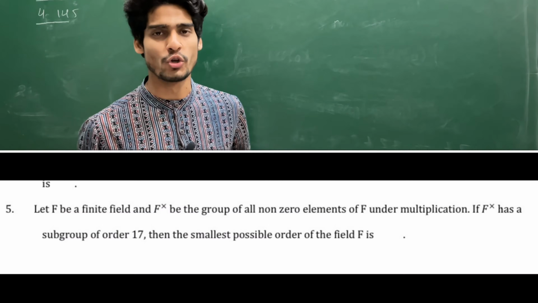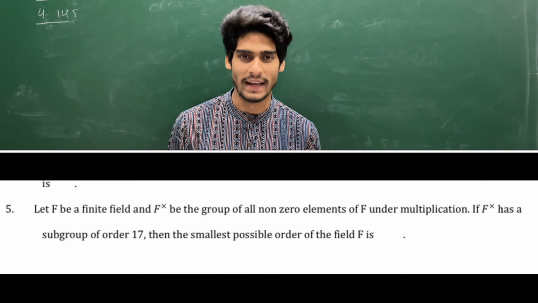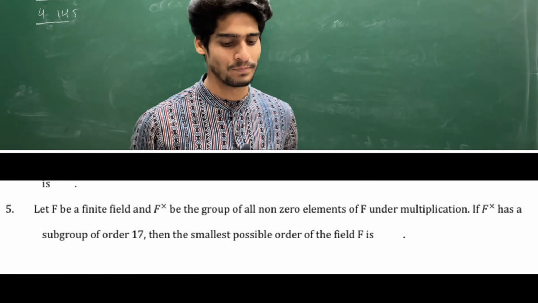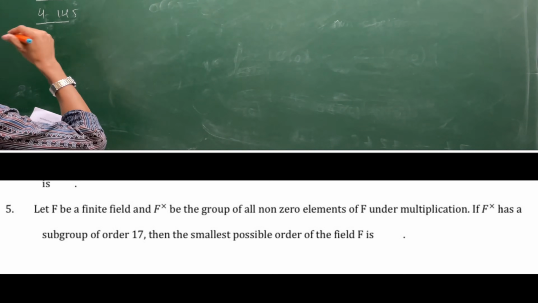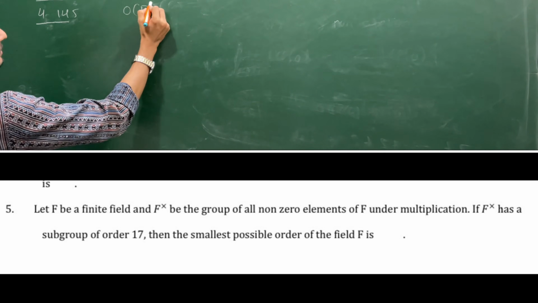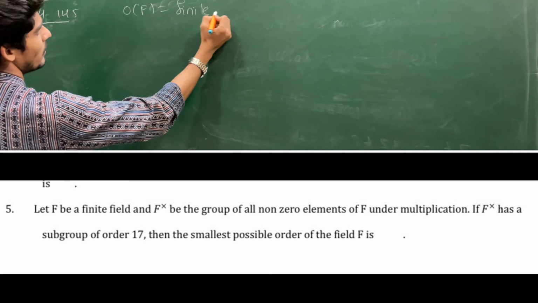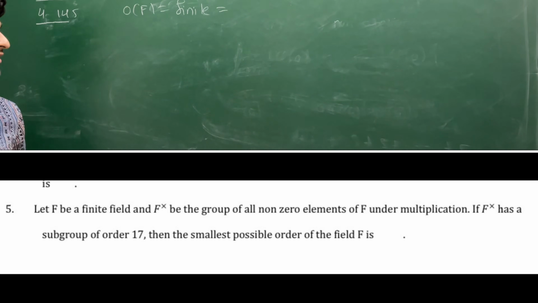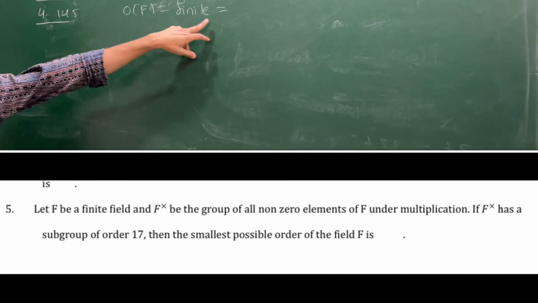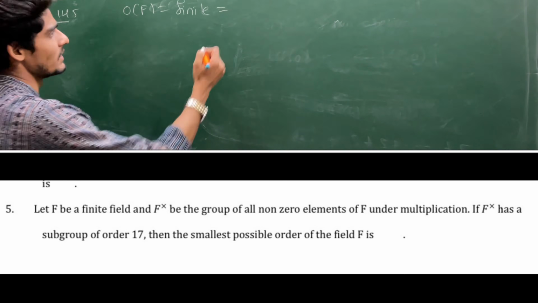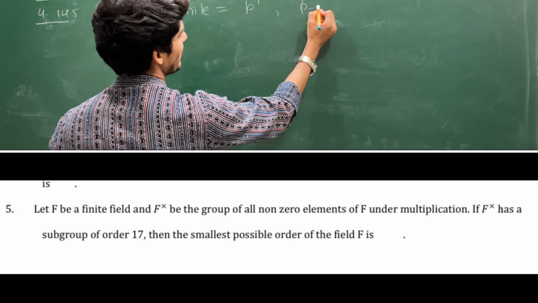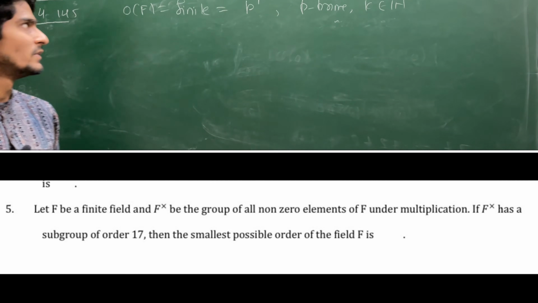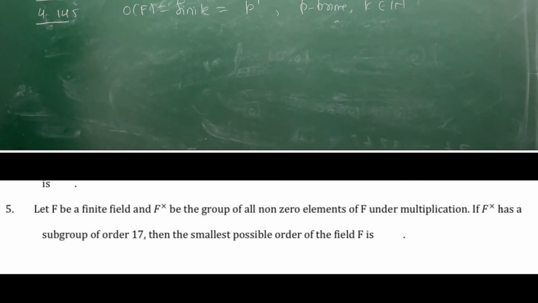Now let's come to the last question of this segment. Let F be a finite field and F star be the group of all non-zero elements of F under multiplication. See, this is a finite field. So what comes first in your mind? The order of F is finite. We know that the order of a finite field is never divisible by two distinct primes. So it has to be a power of a single prime. So you can say this is p to the power k, where p is prime and k is some natural number. So this is the possible order of this finite field.